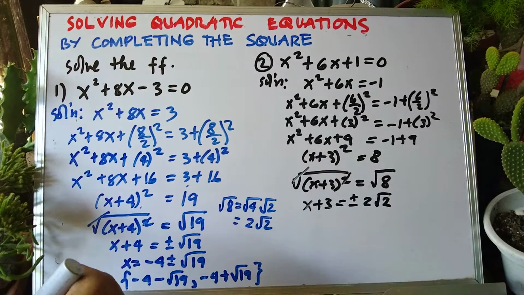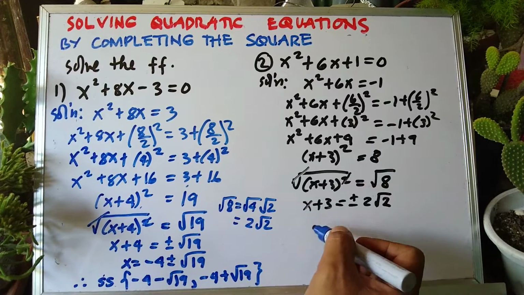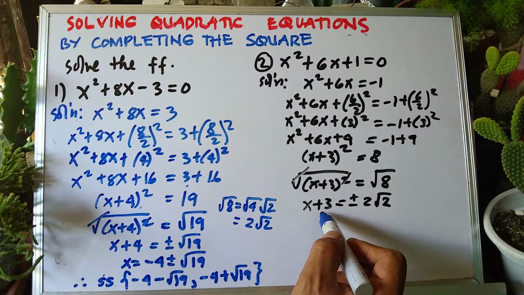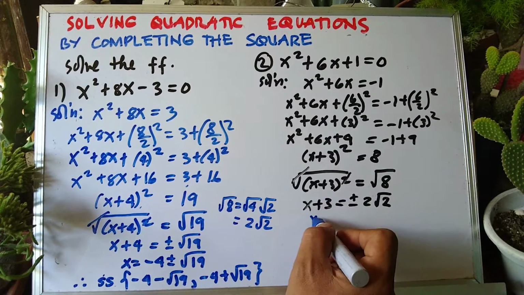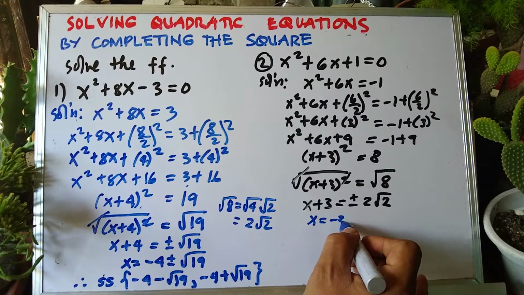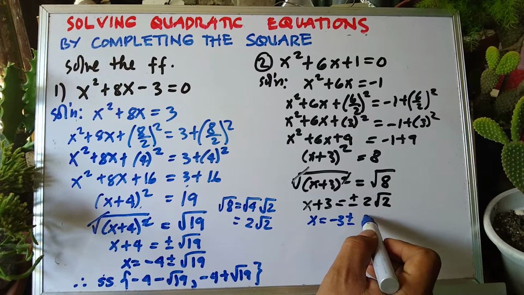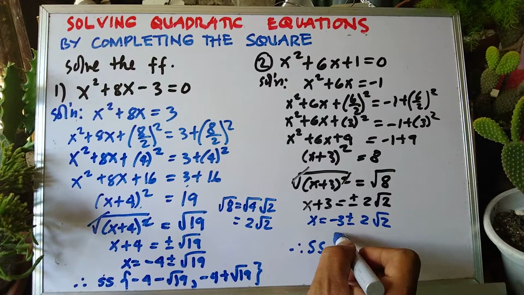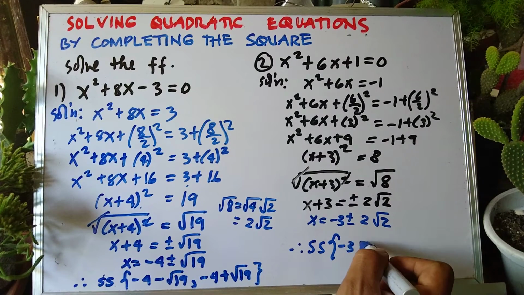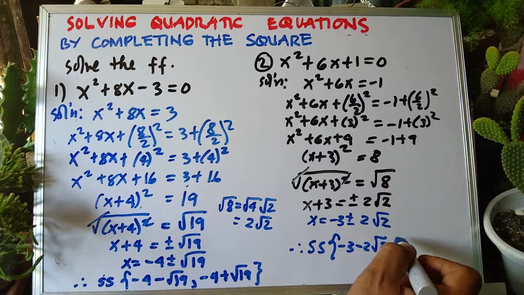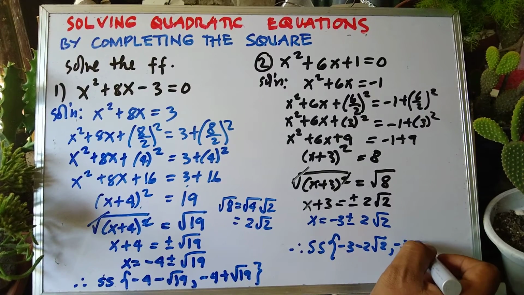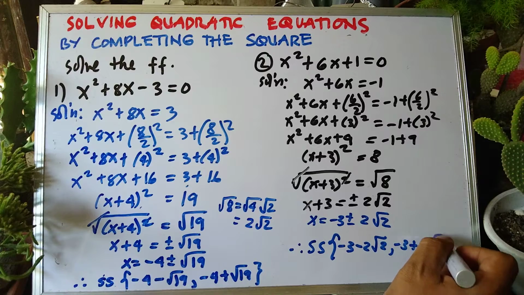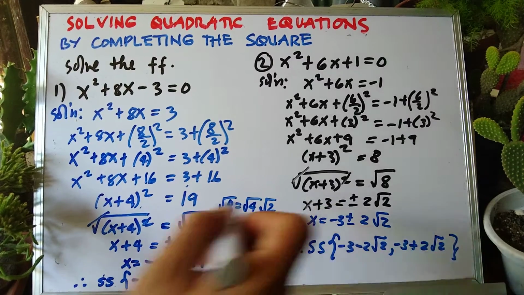Okay, so now, from this part, we need to solve for x. So we simply transpose positive 3 to the right side. So x is equal to negative 3 plus or minus 2 square root of 2. So therefore, our solution set is the set that contains negative 3 minus 2 square root of 2 and negative 3 plus 2 square root of 2.